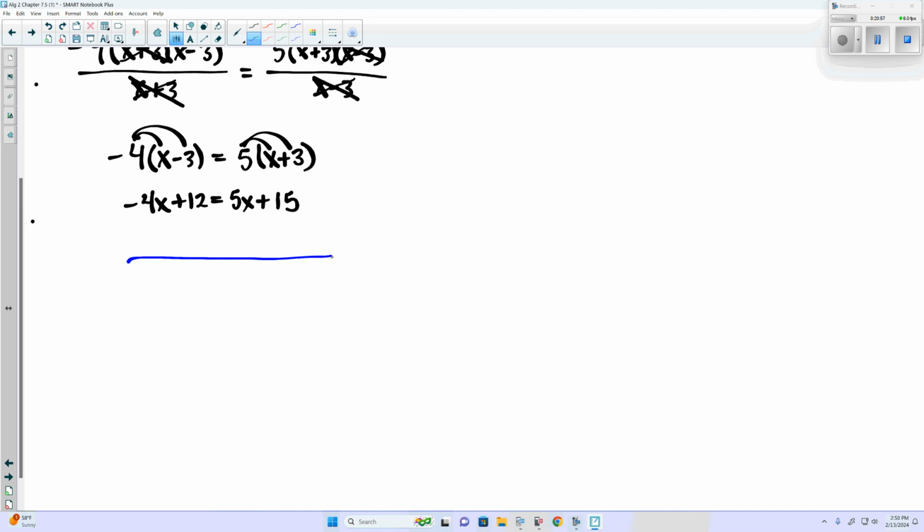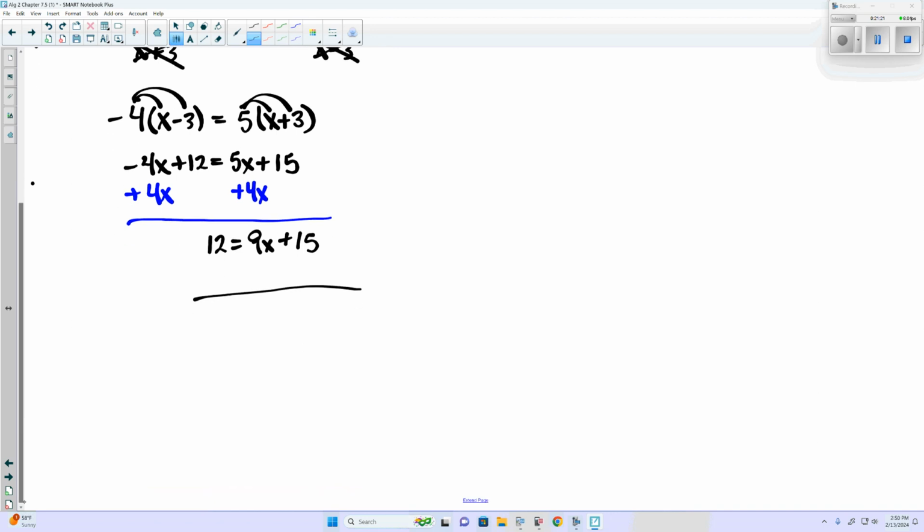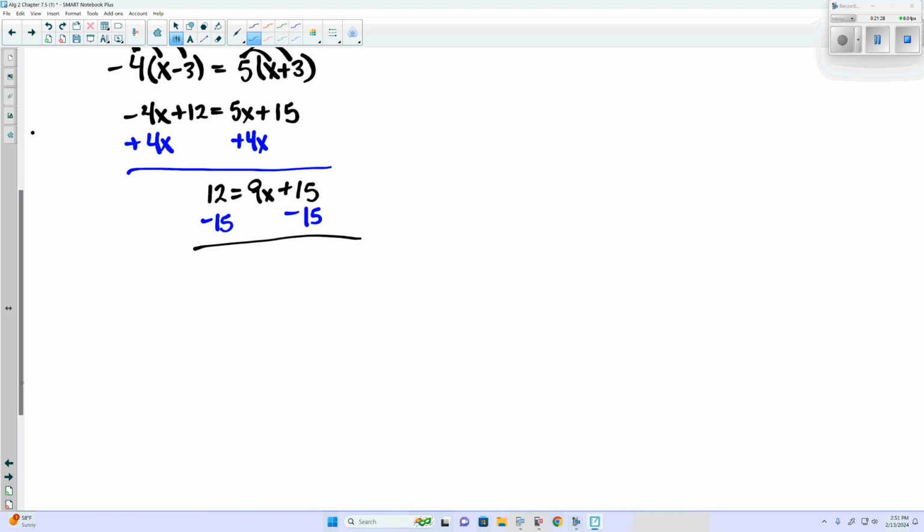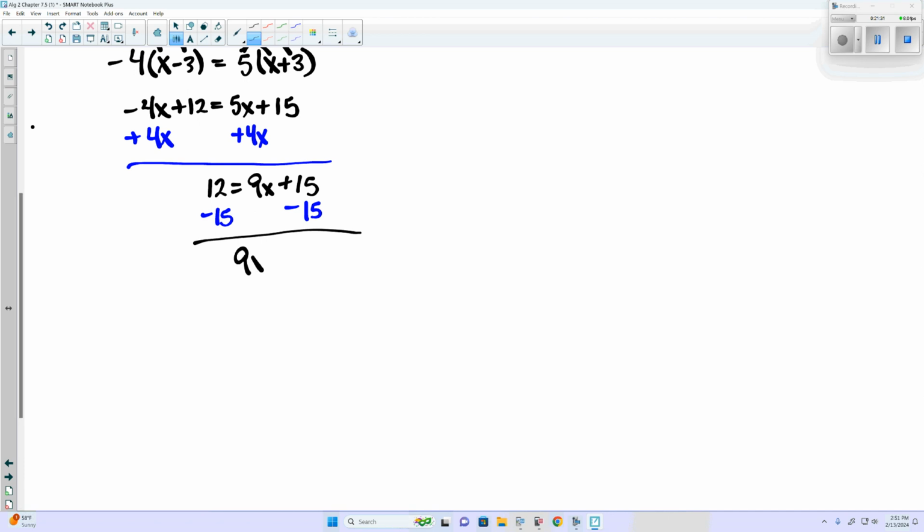Now this one here, just like all the ones we've done today, linear, we just need to get x by itself and solve. So what can we do first? We can add 4x to both sides, which will tell us that 12 is equal to 9x plus 15. What can we do next? Minus 15. And when we subtract 15 from both sides, we get 9x is equal to negative 3.